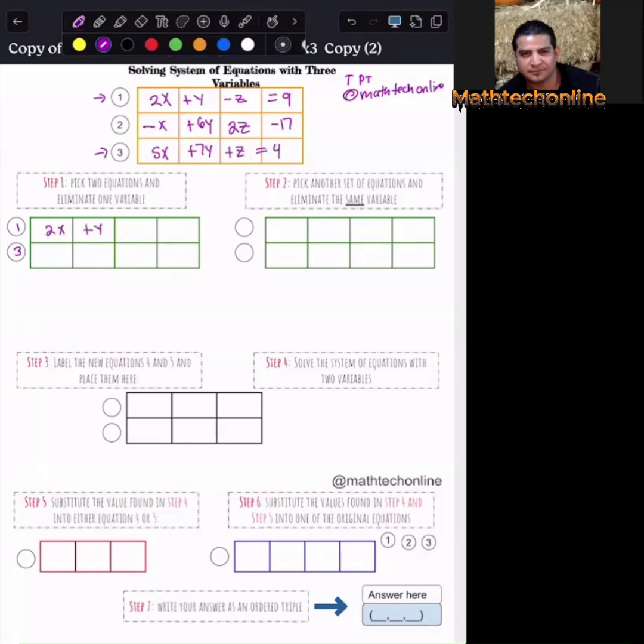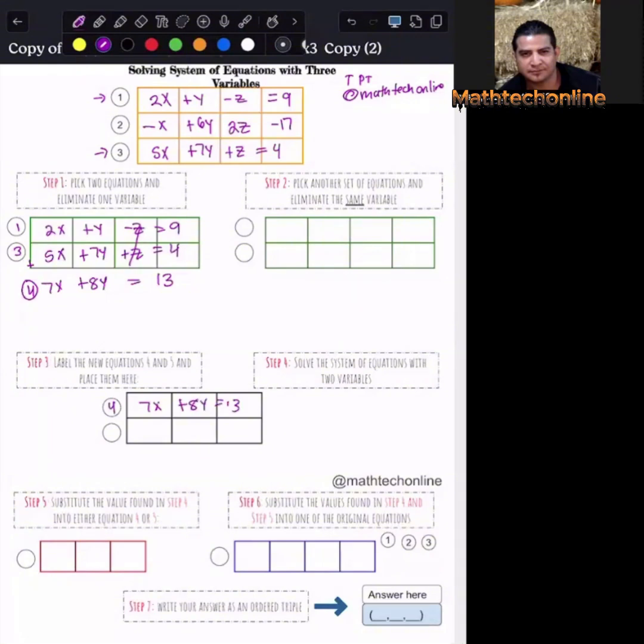2x plus y minus z equals 9. I rewrite equation 3, 5x plus 7y plus z equals 4. I'm going to add them vertically, and now I get 7x plus 8y equals 13. I'm going to label this equation 4. It says label the equations 4 and 5 and place them here. So I'm going to rewrite it: 7x plus 8y equals 13.